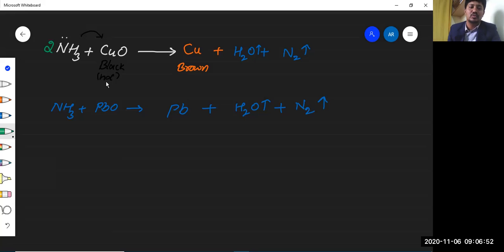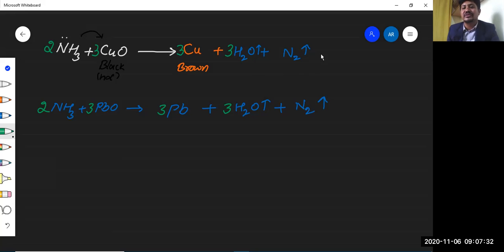So I can multiply here by 2 NH3. Now the hydrogens become 2 into 3, which is 6. But here only 2 hydrogens are there in the water. So I can multiply here by 3, giving 6. Now oxygen becomes 3 on this side, but here only 1 oxygen is there, so I can multiply here by 3. After multiplication by 3 in front of CuO, copper becomes 3 atoms, so I put 3 again here on the copper, then it becomes a balanced equation. So this is the balanced equation for the chemical reaction of ammonia with metallic oxides.